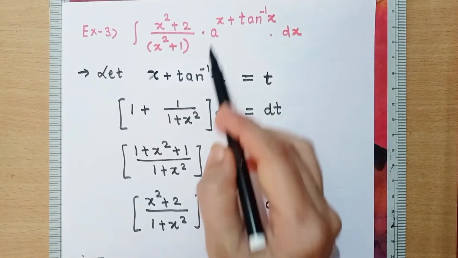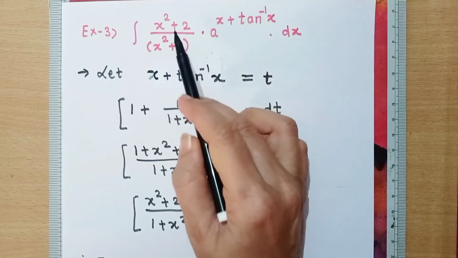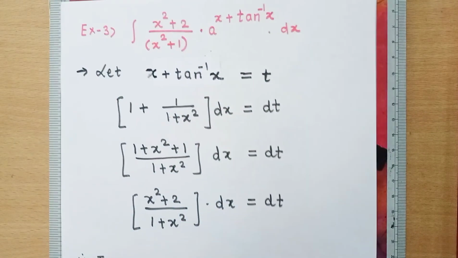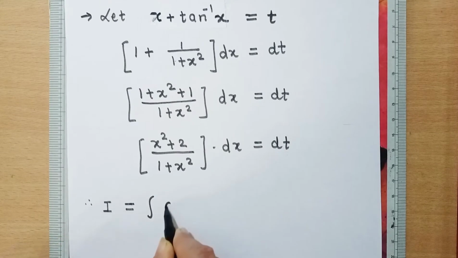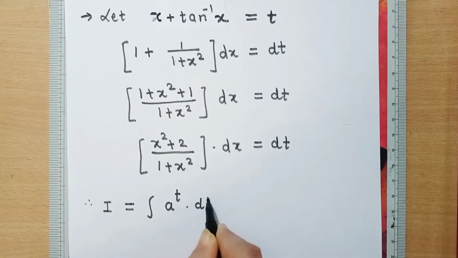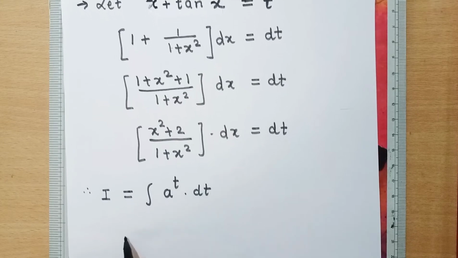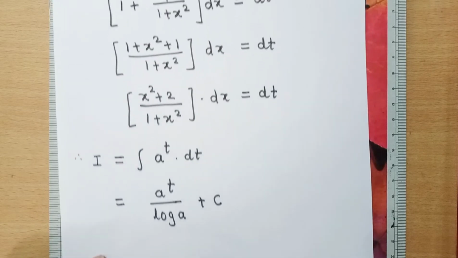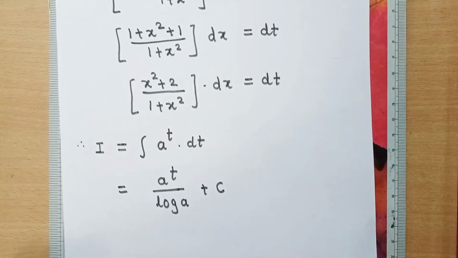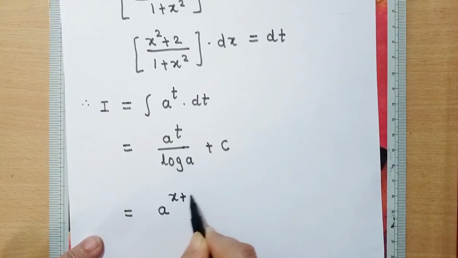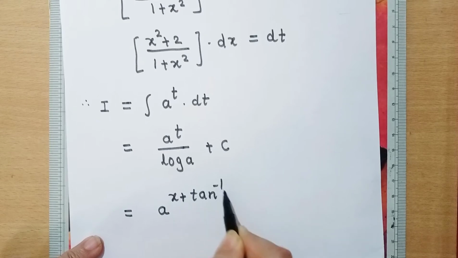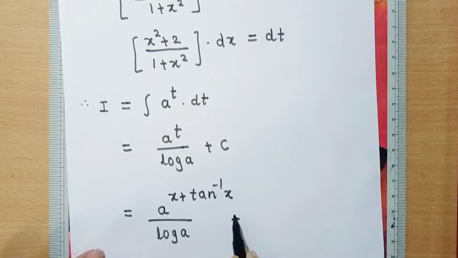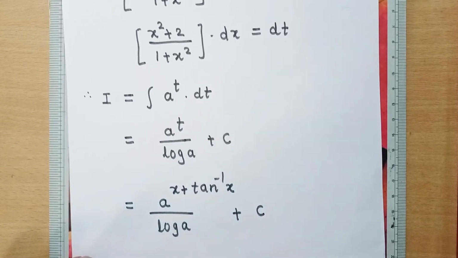Therefore I is equal to, here the index means t and this term means dt. So again we have integration of a raised to t into dt. Now the integration of a raised to t is a raised to t upon log of a plus c. And again in the last step substitute t, which is x plus tan inverse of x, with log a as it is, and plus c is the final answer.